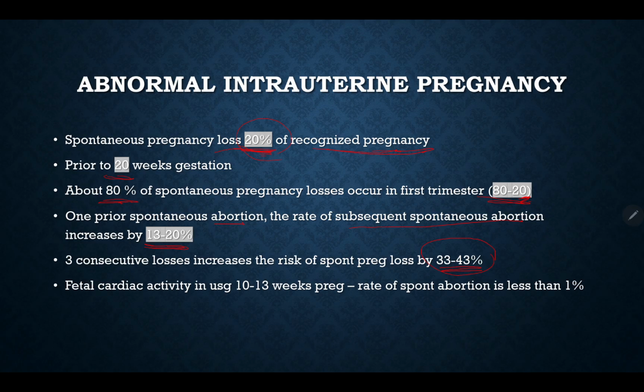3 consecutive losses is also known as recurrent pregnancy loss, and its investigation and management will be dealt with separately in another video. Now one more thing, if a woman comes to you with an ultrasound which shows fetal cardiac activity is present, then the rate of spontaneous abortion is less than 1%. So if you can document fetal cardiac activity in an ultrasound of a woman, you can assure her that pregnancy loss chances will be very much minimal, and you yourself can rest assured.